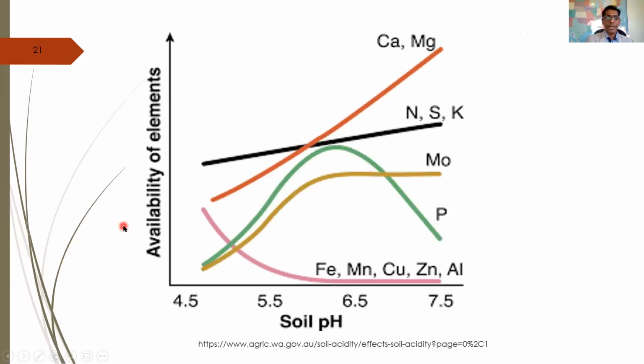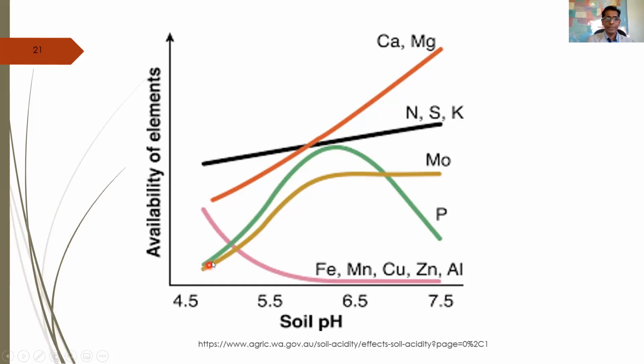So here's a diagram showing the availability of elements as pH increases. Here in this picture, we can see calcium and magnesium. As the pH increases, their availability also increases up to a point around neutral, 7.5. Nitrogen, sulfur, and potassium behave almost the same way as calcium and magnesium.